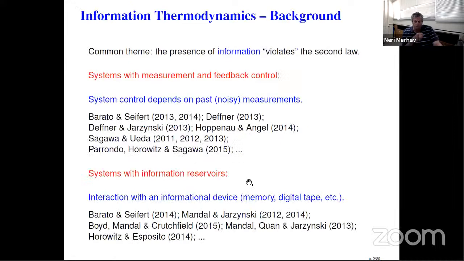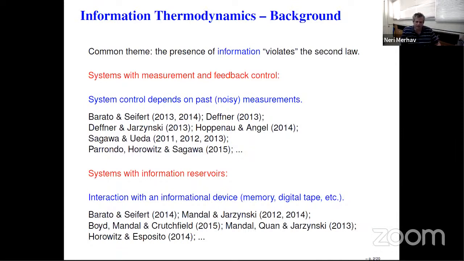So when we talk about information thermodynamics, there has been a series of works around this subject, some renaissance of the early works by Maxwell and Szilard that I mentioned in a few minutes. But the common theme of all of them is that the presence of information in a physical system seemingly violates the second law, because there's an extra term associated with the entropy change of the informational ingredient.